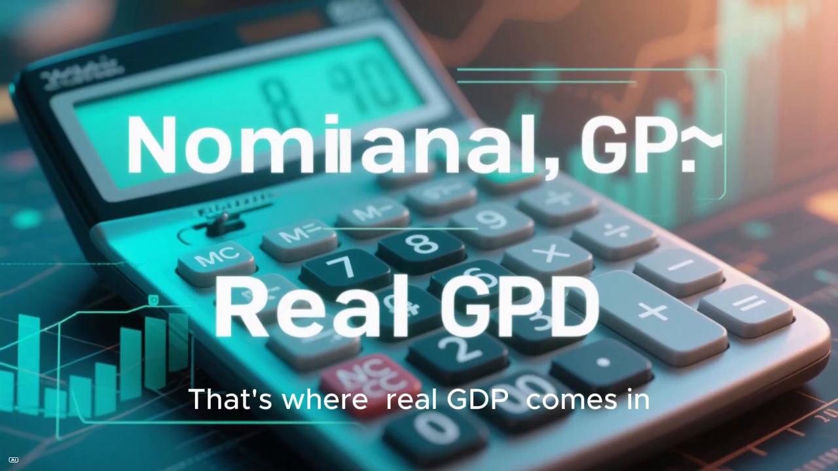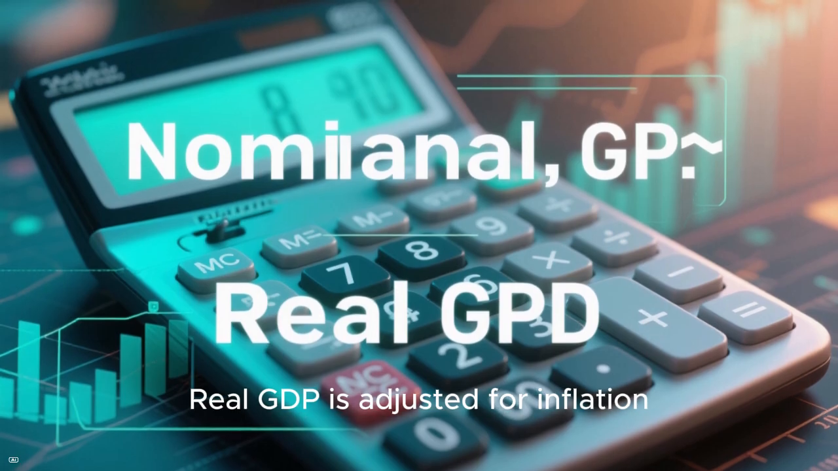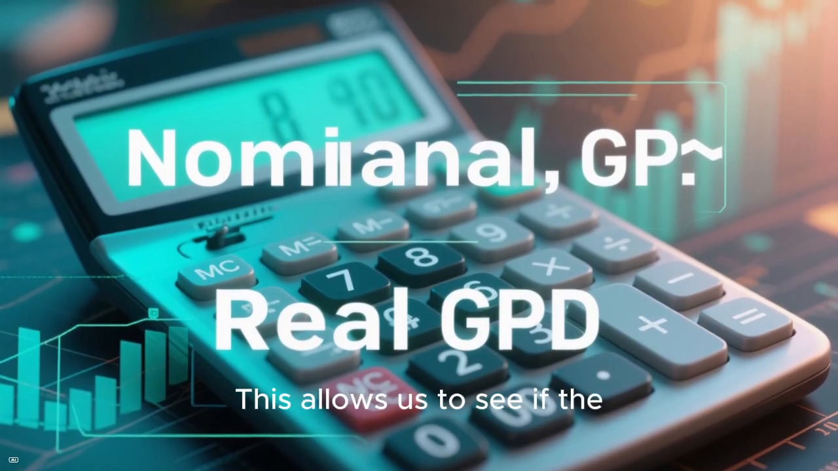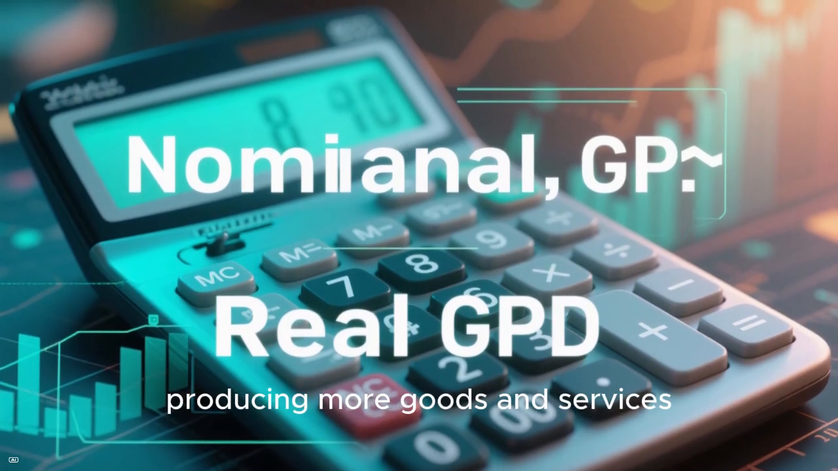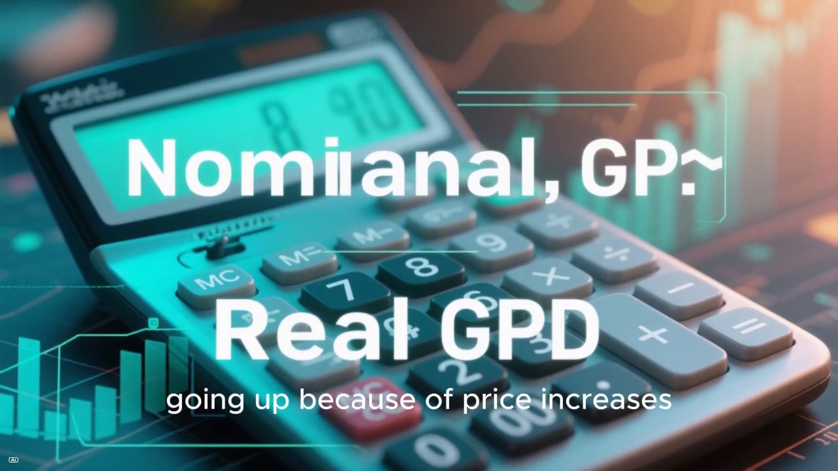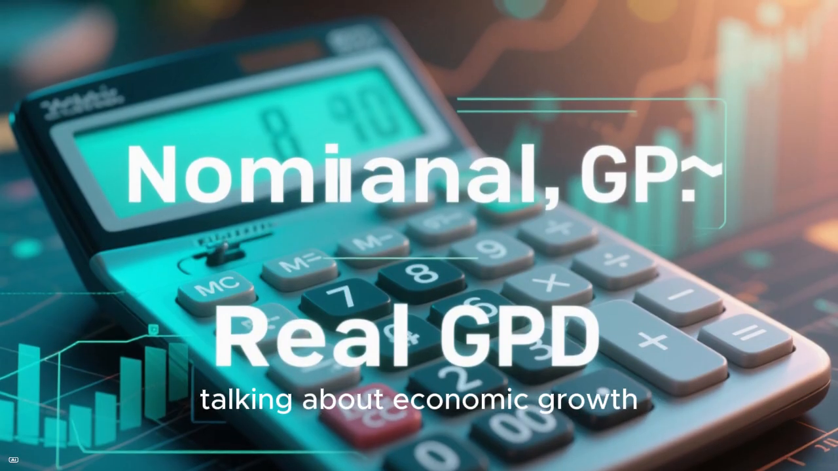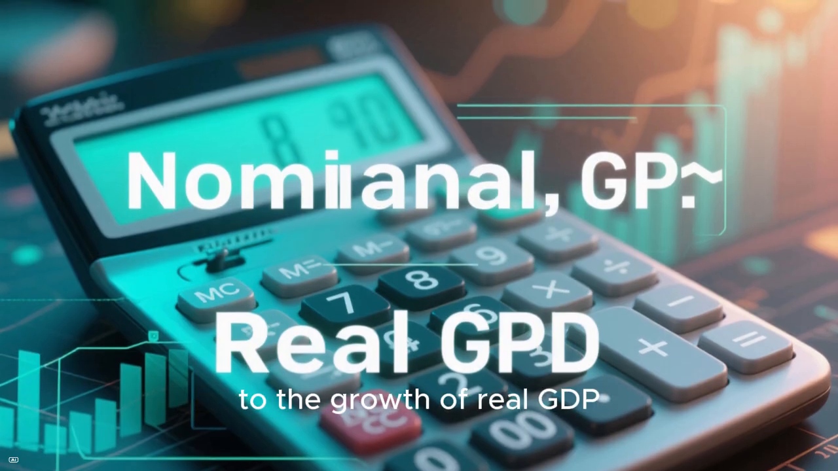That's where real GDP comes in. Real GDP is adjusted for inflation. It's calculated using the prices from a specific base year. This allows us to see if the economy is actually producing more goods and services, or if the numbers are just going up because of price increases. When you hear economists talking about economic growth, they are almost always referring to the growth of real GDP.